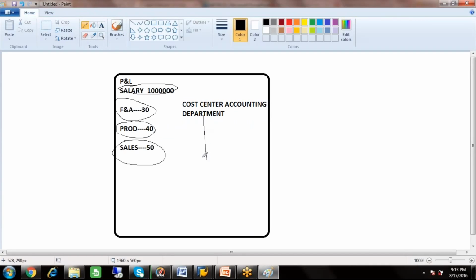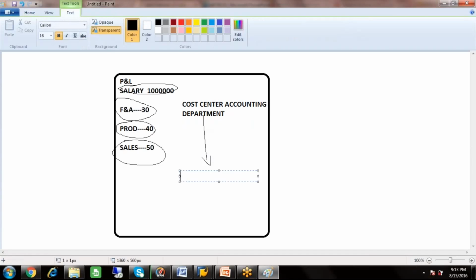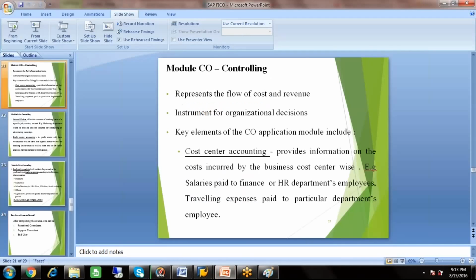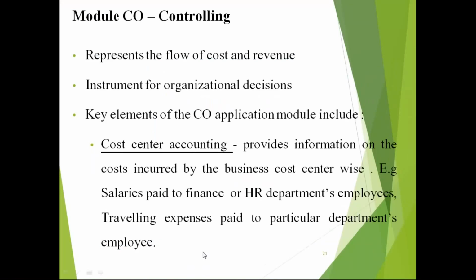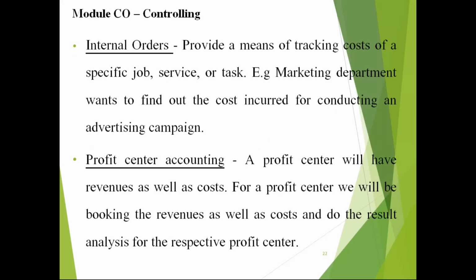So cost center is something which is giving me information department wise, or we can call it cost center wise. So whenever I need information department wise, I depend on my cost center accounting. So I hope things are okay till here. Okay. Now always information at the department level may not be sufficient for you. I may need information in more detail. The same thing I have given here. I have given an example of salaries paid to finance or HR department's employees and traveling expenses paid to a particular department's employee. As I told you, always information at the department level may not be sufficient for my decision making.